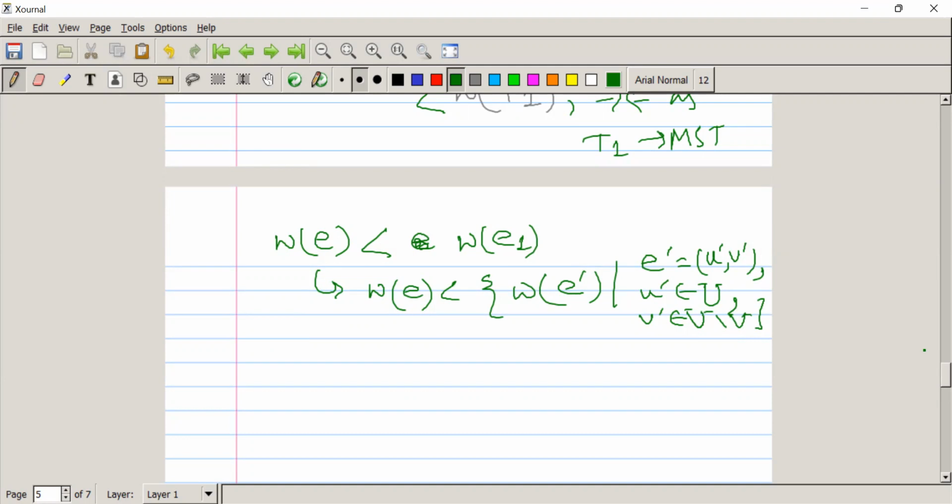Feel free to tell me if there is any doubt. Why is it strictly less than? We can assume all the weights are distinct. And even if they are not distinct, we can add a small perturbation so that all the weights are distinct, and it does not affect the run of the algorithm at all.